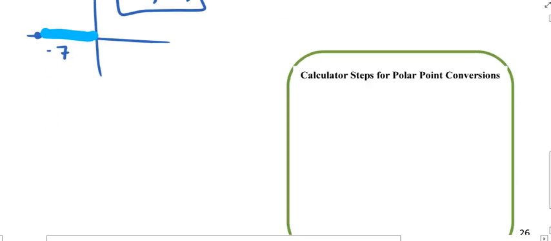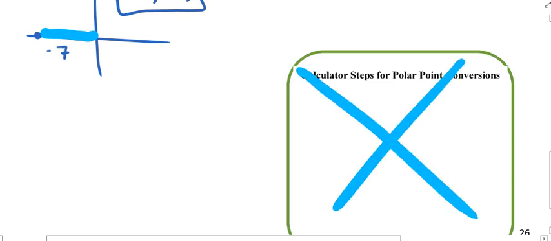All right, down in the box where it says calculator steps for polar conversions, we're not doing that. I'm just going to put an X to remind myself if I look back in my notes that I don't need to know that, not important for what we do. We're only going to convert this year using our special right triangles.